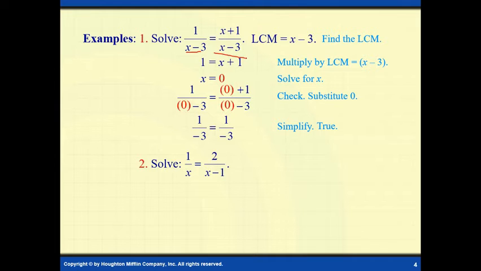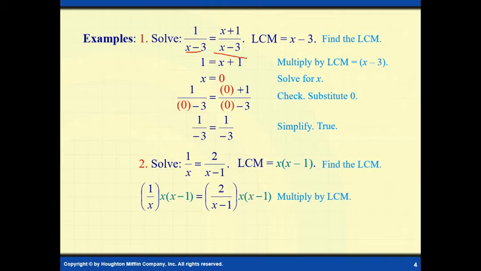This time the denominators are not the same, and so our LCM is x minus 1. We are going to multiply by the LCM. Notice that we're going to do a lot of cancellations here. So our x's are going to cancel. The x minus 1s are going to cancel. And we wind up with this equation here. So now we just need to simplify. And what's our x going to equal? That's right. It's going to equal negative 1.